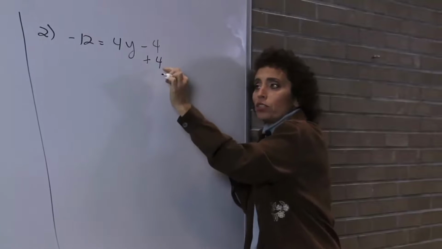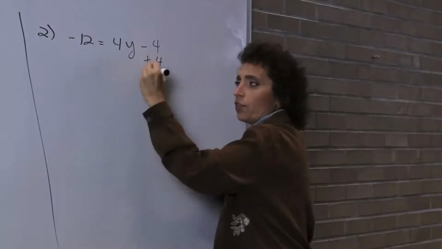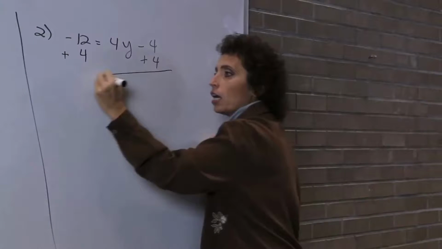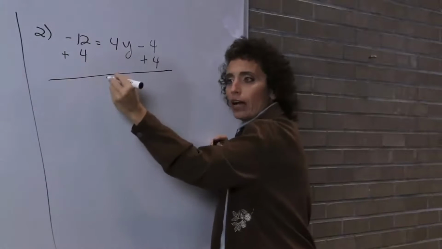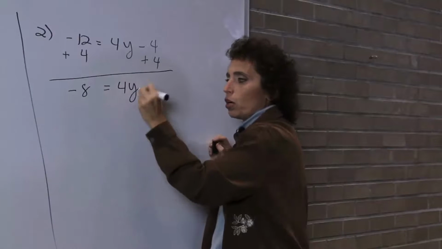But whatever I do to one side, I have to do the other. So I added 4 here. And when I say other side, remember it's the other side of the equal. I'm going to add 4 here. And then I owe 12, but I have 4, so I owe 8 equals 4y.